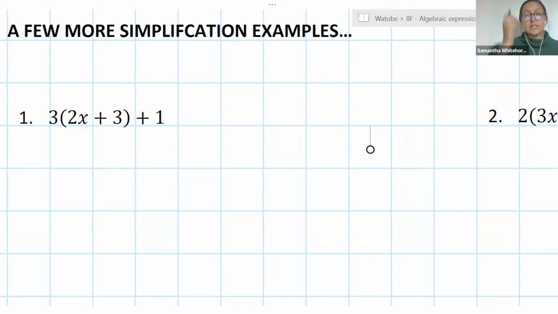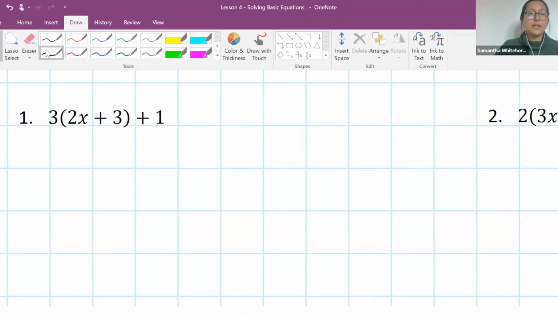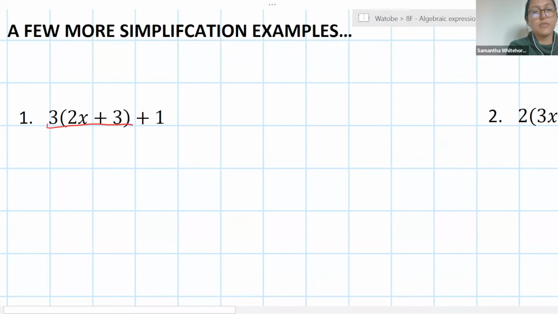So we are wanting to simplify this. What we want to do here is identify which terms can be simplified. If we have a look here, I've got two terms in this expression. This is my first term, and that's my second term. It's the first term that I can simplify. In order to simplify this, I need to multiply that 3 to the 2x and to the 3.